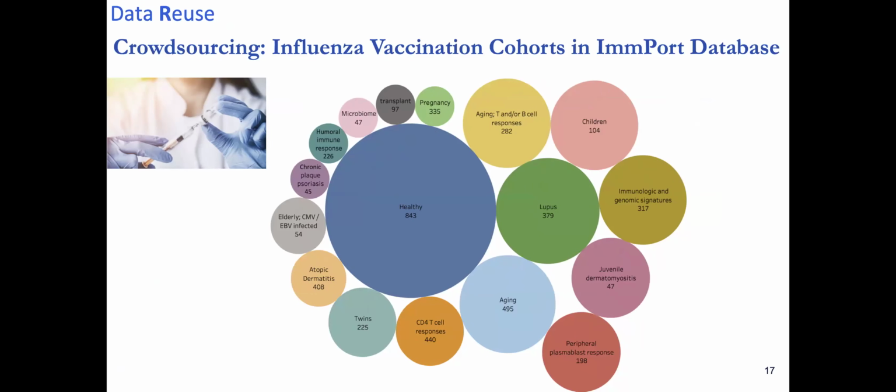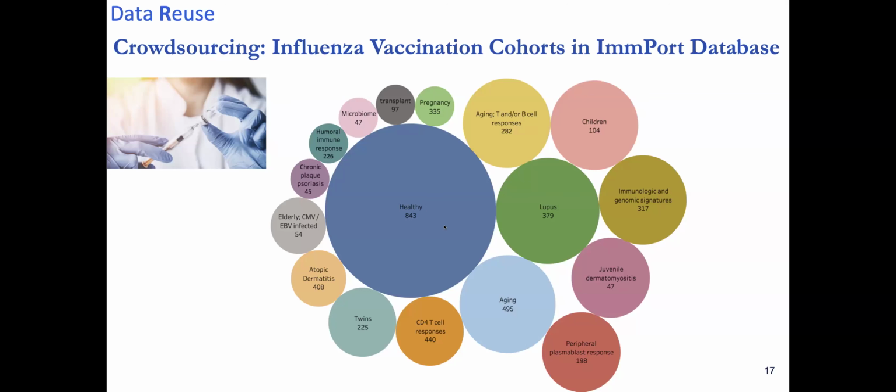So here is such an example. This is one of my favorite slides from ImmPort, where we were trying to identify influenza vaccination cohorts. And as you can see here, it's a crowdsourcing approach, because the data is coming from different sources, right? That's the beauty. We can holistically look at this data, where the common theme is that all these individuals are vaccinated, but these are different cohorts.